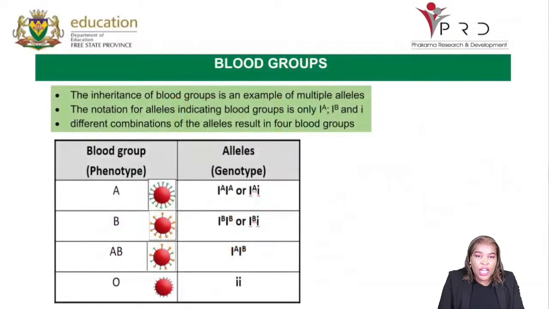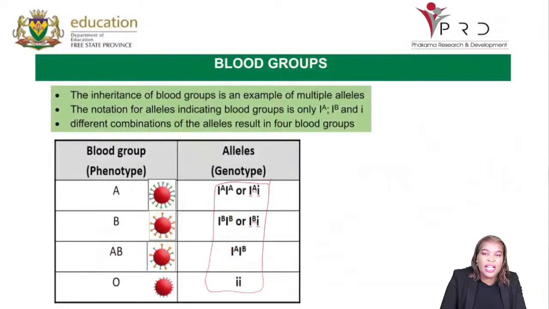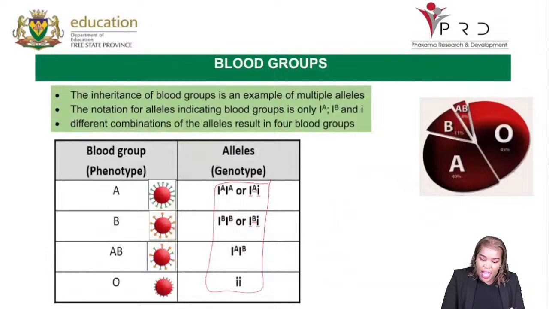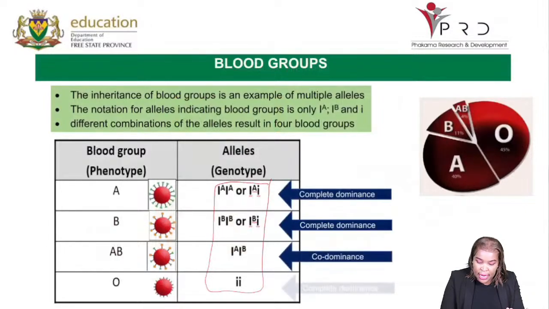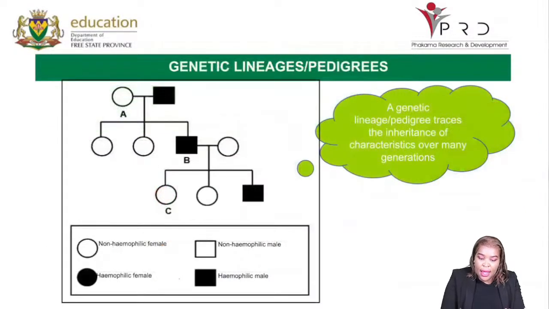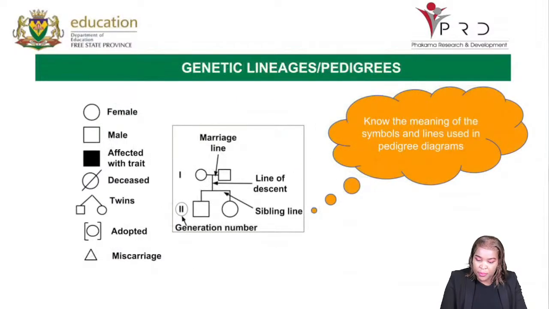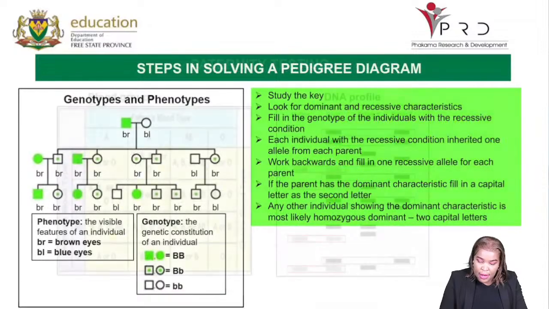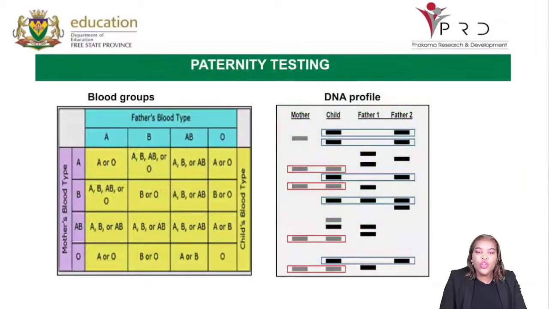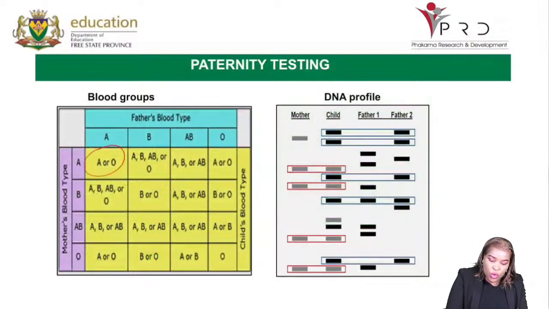So please go check on the blood groups also. When do you use the alphabet? You only use the alphabet for the blood groups, for the alleles. So check how you use your alleles, the genetic lineages, your pedigree diagrams. Please remember, follow the steps of how to solve a pedigree diagram. Start from the bottom upwards and follow the key. Very important.